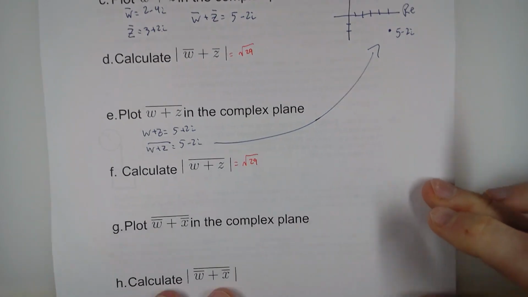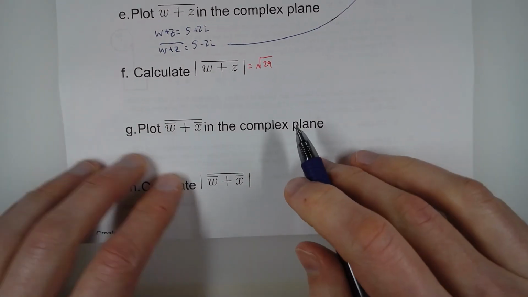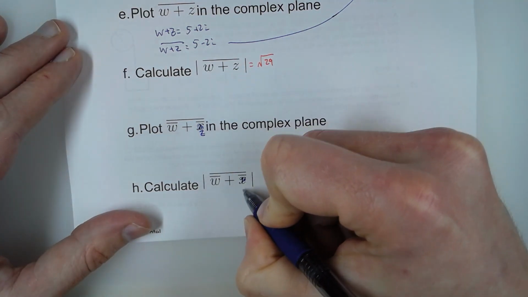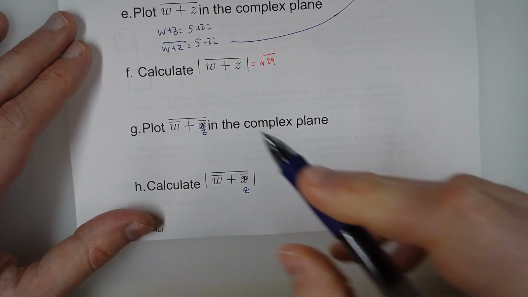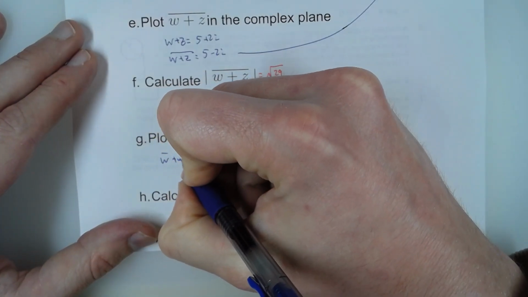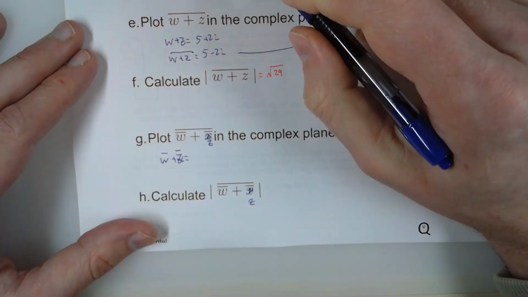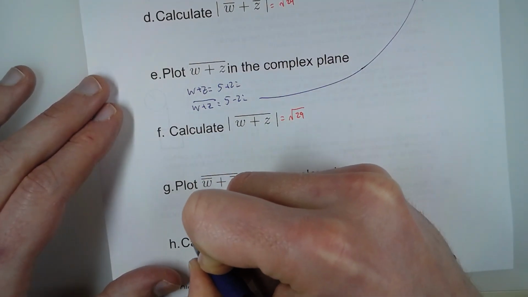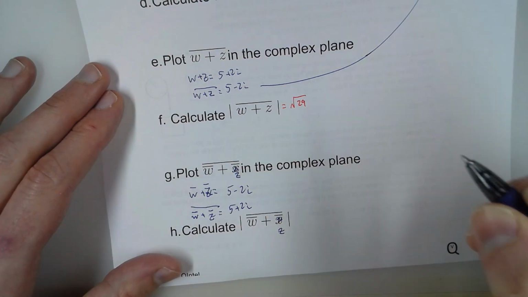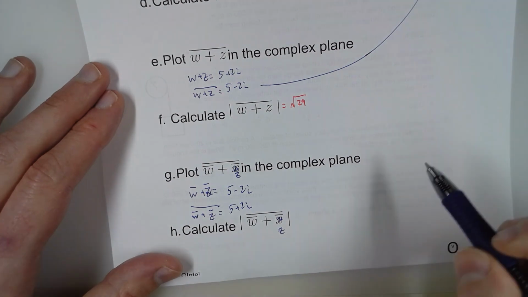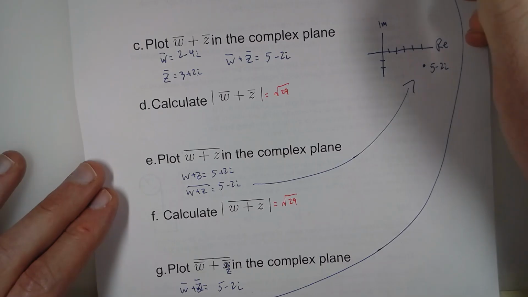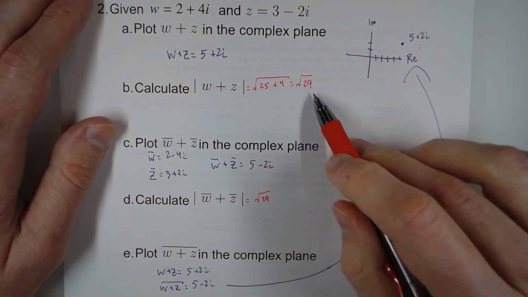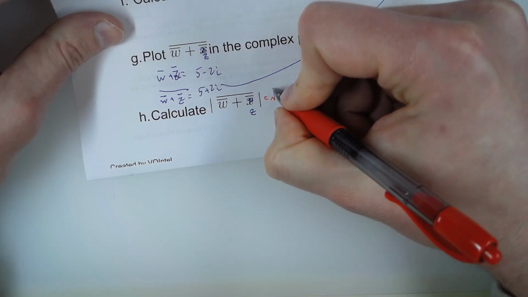All right. So letter F, letter F we did. Letter G, we want to plot the conjugate of w plus the conjugate of, that should be a z. Now, we've already found the conjugate of w plus the conjugate of z. We did that in part C. Got that right here. That's 5 minus 2i. So now we want to find the conjugate of that, 5 plus 2i. And so that we've also done. That is right up here. We did that in part A. And so the magnitude is also the same. That is also the square root of 29.